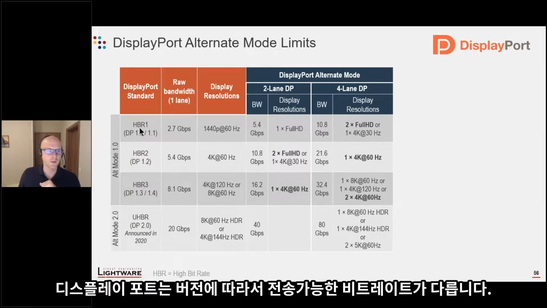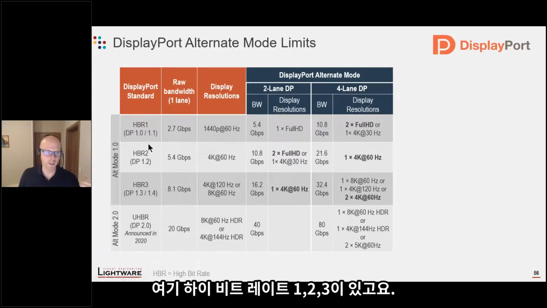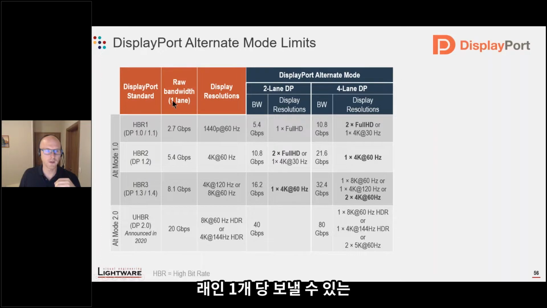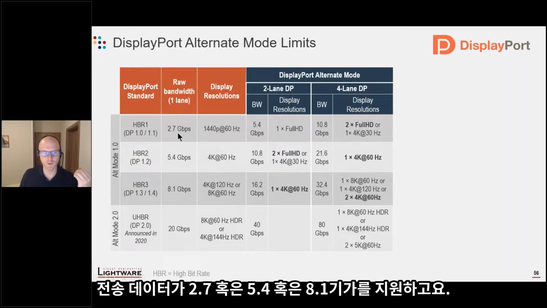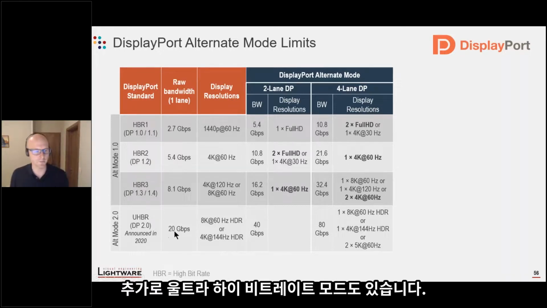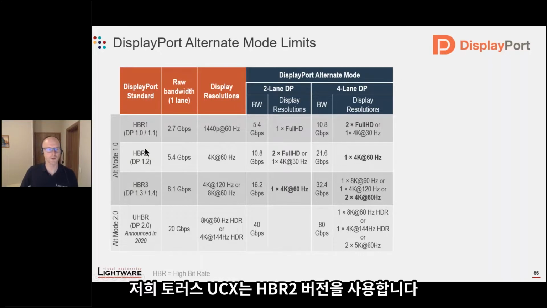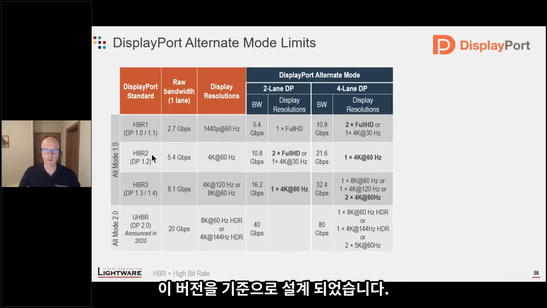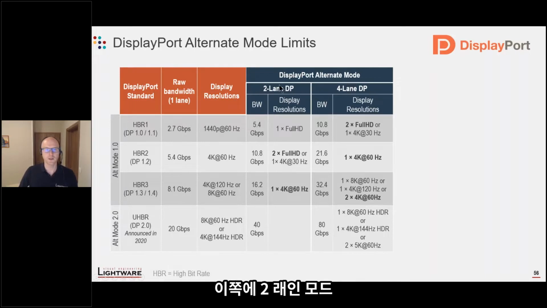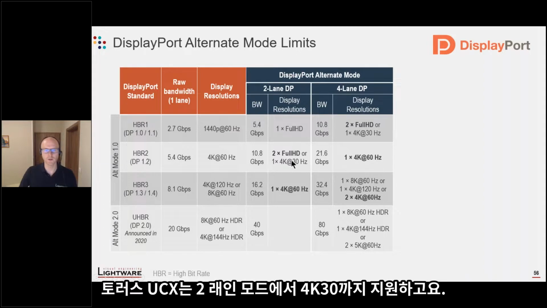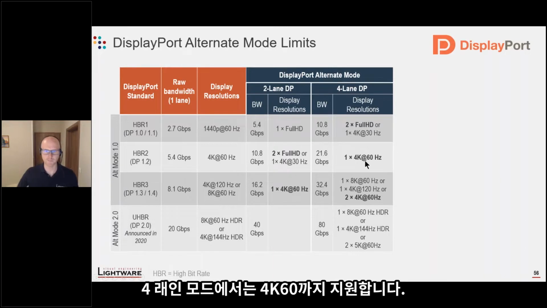A few numbers. DisplayPort can operate at different bit rates. So we have high bit rate 1, 2, and 3. And as you can see, per 1 lane, they can support 2.7 or 5.4 or 8.1 gigs. And there's also an ultra high bitrate mode, but Taurus UCX is using high bitrate 2, so that's what we are concentrating on. And here you can see 2-lane mode operation and 4-lane mode operation, and how high the resolution or the amount of signals that can be sent over. So with 2-lane mode, Taurus UCX supports 4K 30. With 4-lane mode, it supports 4K 60.